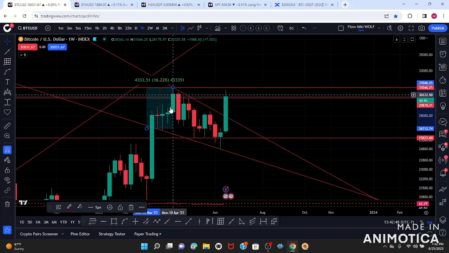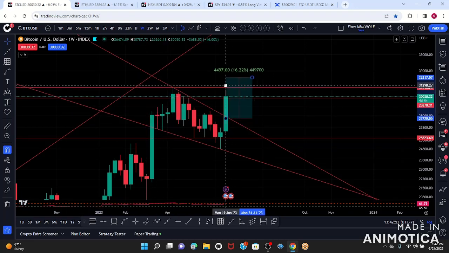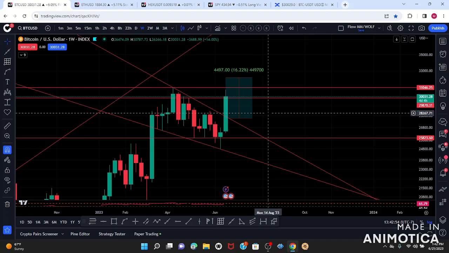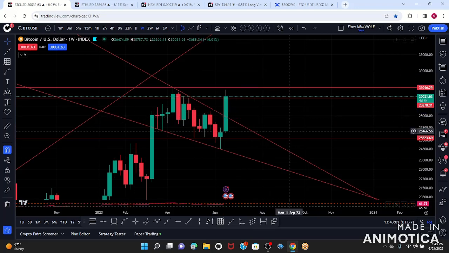So that's what I was thinking initially, like a measured move from this place maybe. So it could still move to the upside here. Big push to the upside. Oh man.